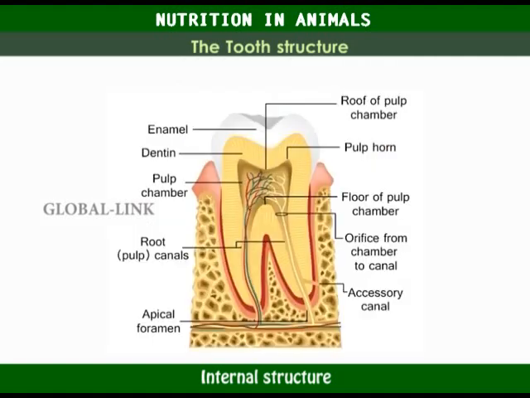This is a schematic representation of the internal and external structure of the tooth. You see, the pulp cavity contains blood vessels and nerves. The nerves are important for sensitivity of heat, cold, and pain. Blood vessels ensure nourishment of the tooth.